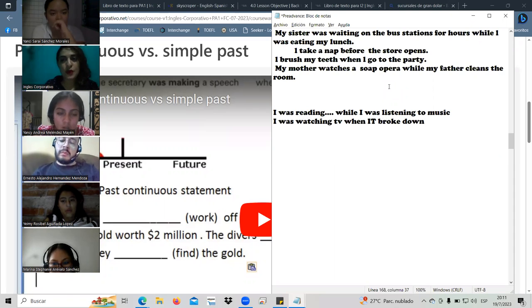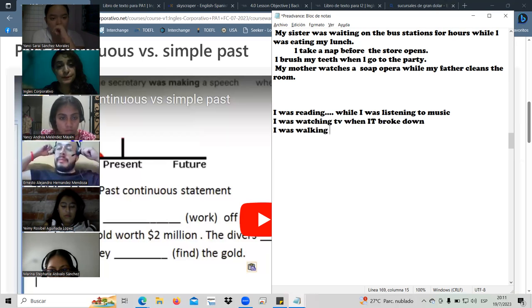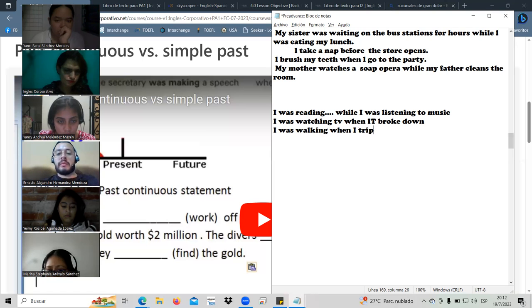Okay? Past. We use when? I was walking when I tripped. Walking, caminando. When I tripped, cuando me tropecé. Slide is deslizar, but trip is like a trip, it is like tropezarse. Trip.